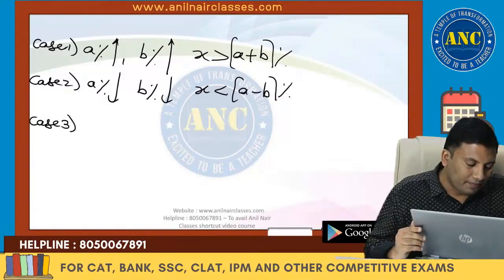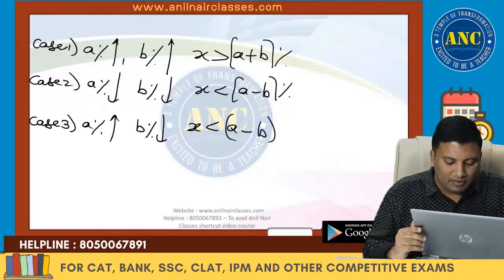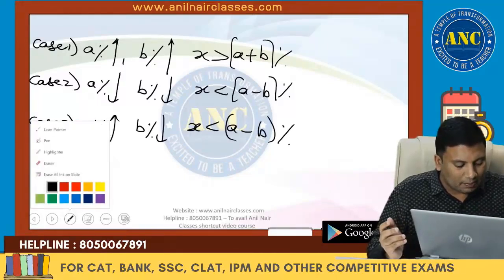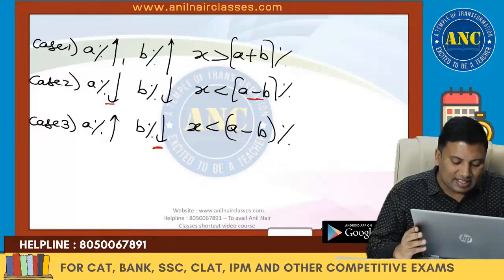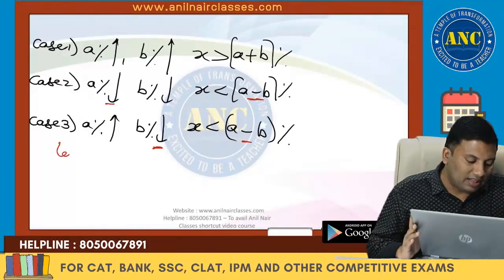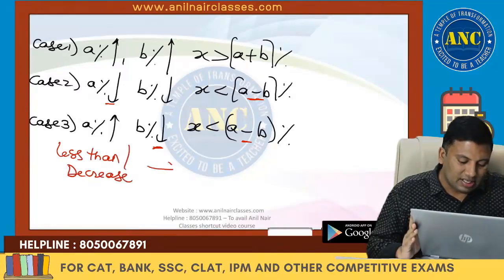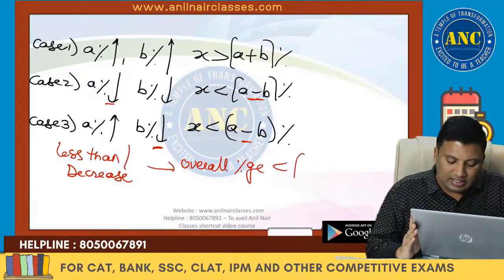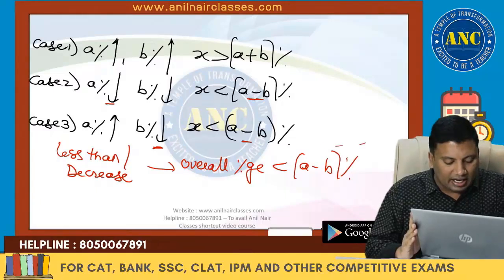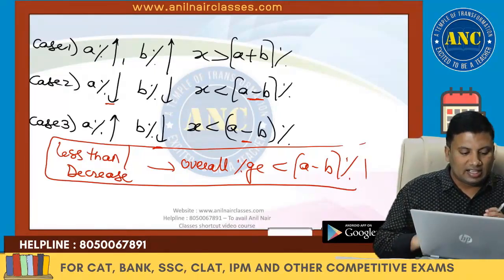Case number 3: A percentage increase, B percentage decrease. X is again less than A minus B. Very easy to keep an eye on, sir. Suppose if it is less than symbol, the value will decrease. Whenever there is less than or decrease, the overall percentage will be less than their difference. I hope this idea is clear.